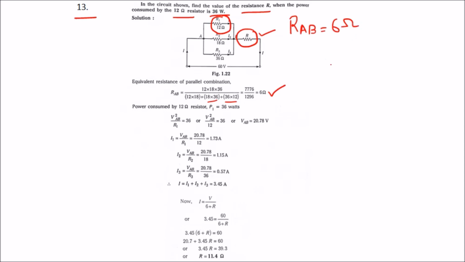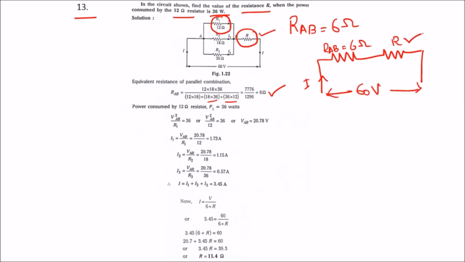So we can also simplify the figure like this. There are two resistors now connected in series with a supply voltage of 60 volts and the current I. So this is RAB with 6 ohms, and R. We have to find out the R value. They have given the power across R1 as 36 watts.